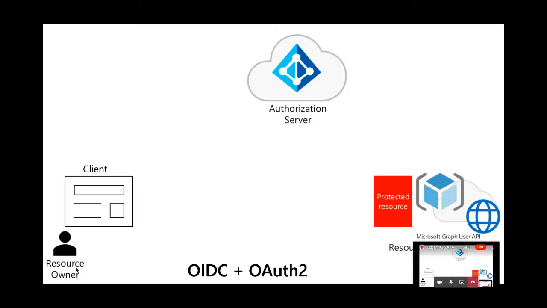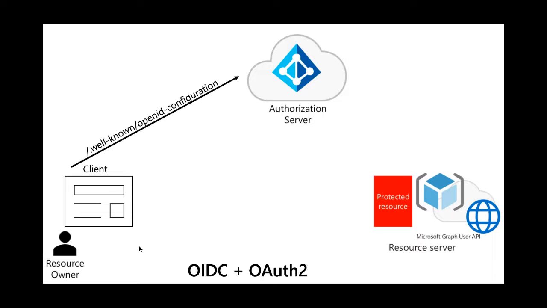So we start with the resource owner, which is the user, and there's a client. This could be like a web app or a mobile application. We have the authorization server, which could be Azure Active Directory or AAD B2C or another identity provider. And then we have our protected resource, which is what we want to gain access to. It could be like the Microsoft Graph user API. So in the first leg, this is actually going to be OpenID Connect. It gives us a well-known endpoint, and all that does is show us the public keys for the authorization server.